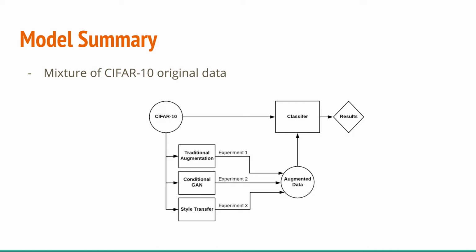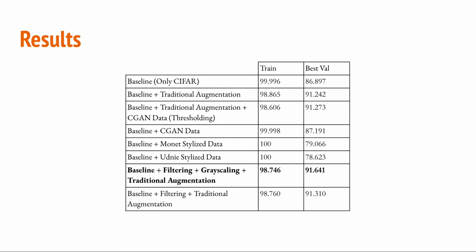Our augmented data set is therefore a combination of these 3 experiments, which we then feed into a classifier to get our results. So for our results, you can see that our baseline with only the CIFAR data and no augmentation received a best validation accuracy of 86.9%. But with filtering, grayscaling, and then traditional augmentation, we got our best result of 91.6% accuracy on the validation set. We can see that the GAN generated data and the stylized data was similar to the baseline performance, but could have been better.